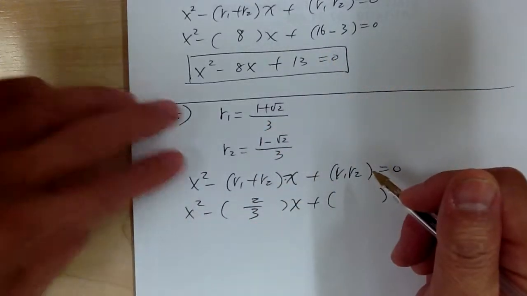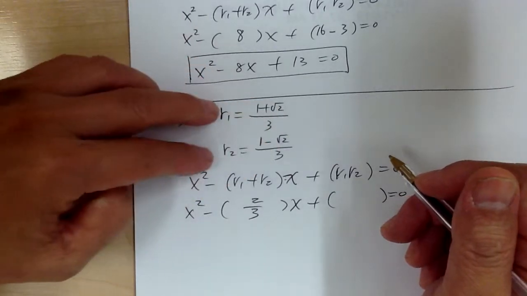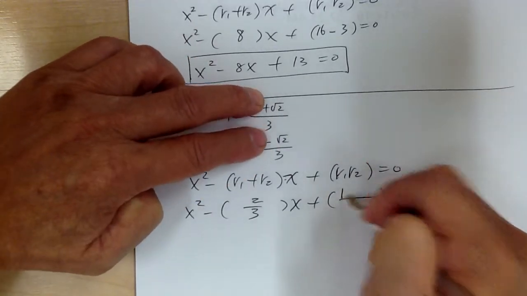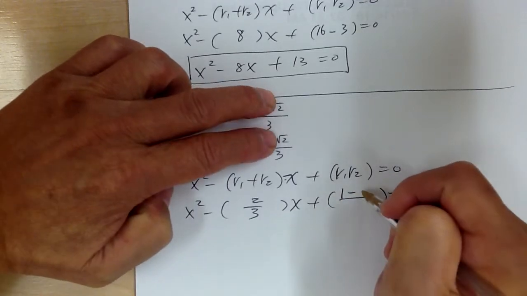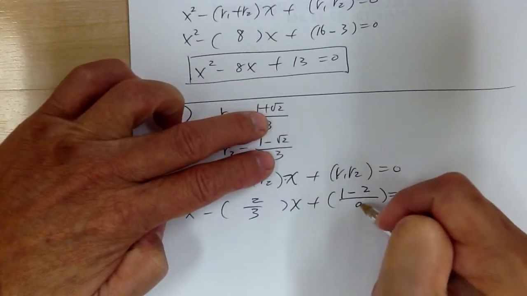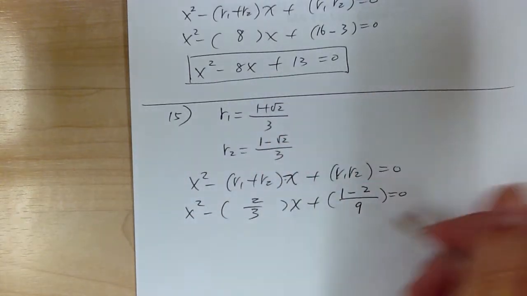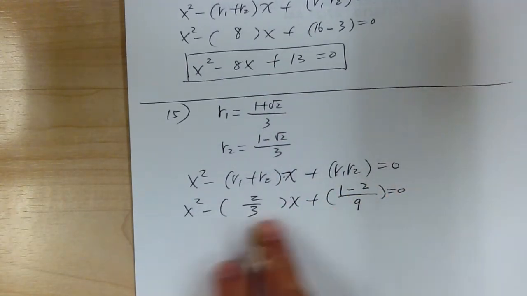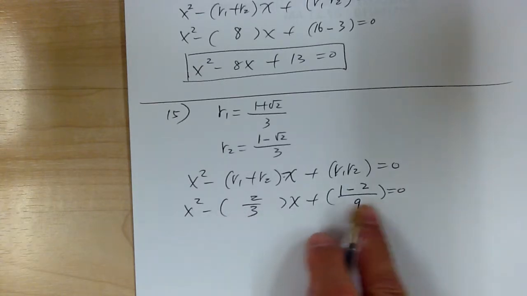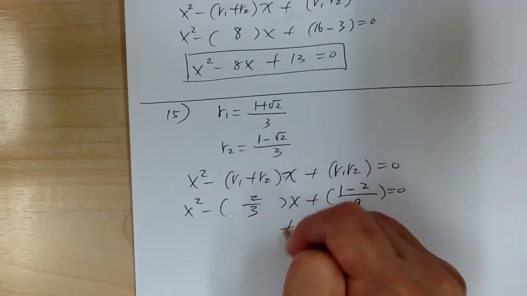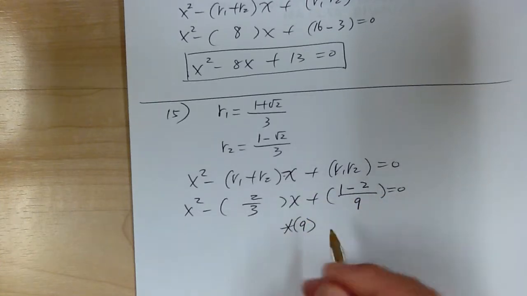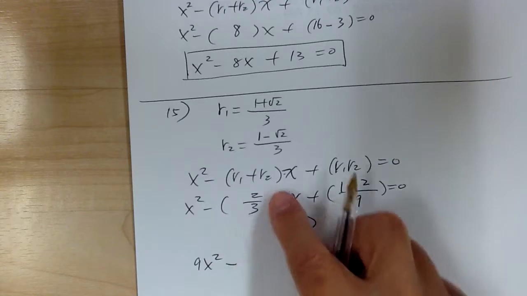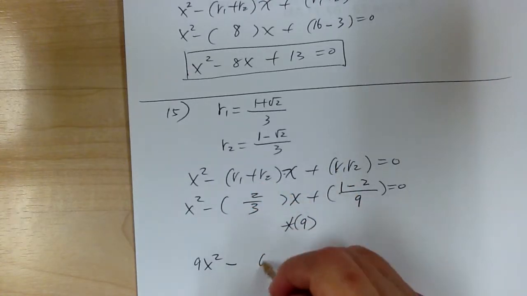Now when you multiply, again, this is a conjugate, so multiply by the corresponding part. So 1 times 1 gives you 1, plus times minus gives you minus, square root 2 times square root 2 gives you 2, 3 times 3 gives you 9. Right? So multiply each part. And notice the common denominator: you have the fraction, so you need to multiply by 9 to get rid of the fraction. So this will give me 9x squared minus, 2/3 times 9 will give me 6x.